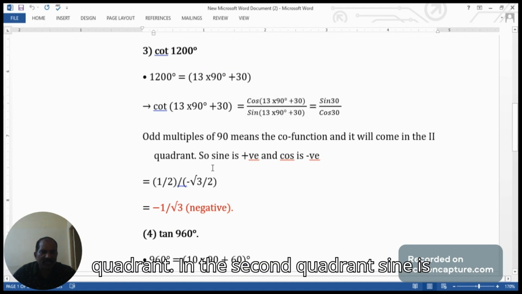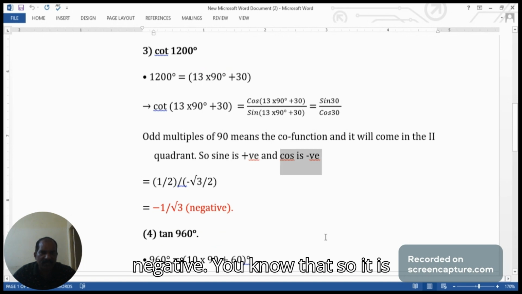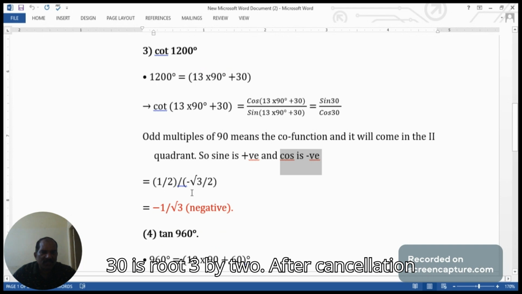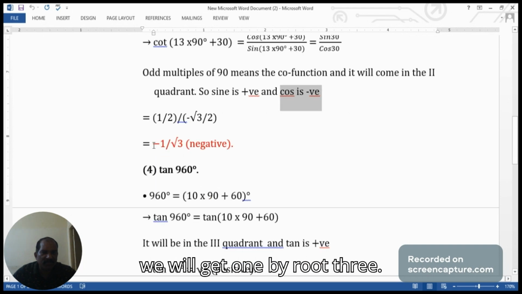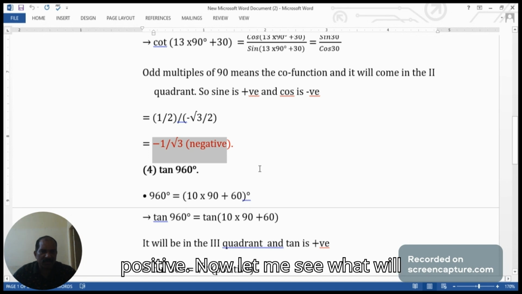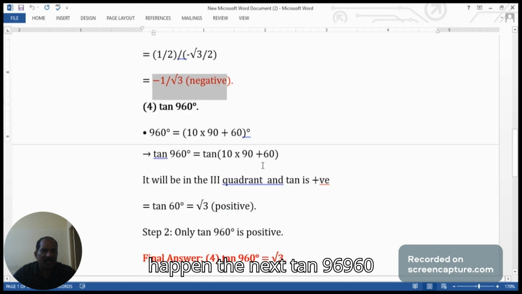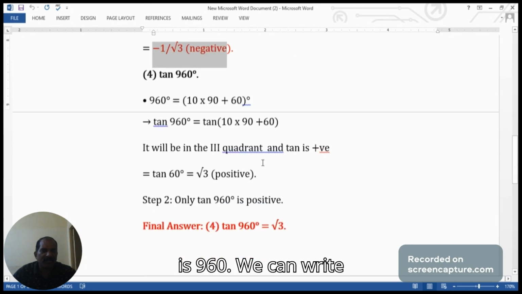In the second quadrant, sine is positive and cos is negative, you know that. So the sine 30 is 1 by 2 and cos 30 is minus root 3 by 2. After cancellation, we will get minus 1 by root 3. Okay, so far we did not get anything positive. Now let me see what will happen in the next, tan 960.